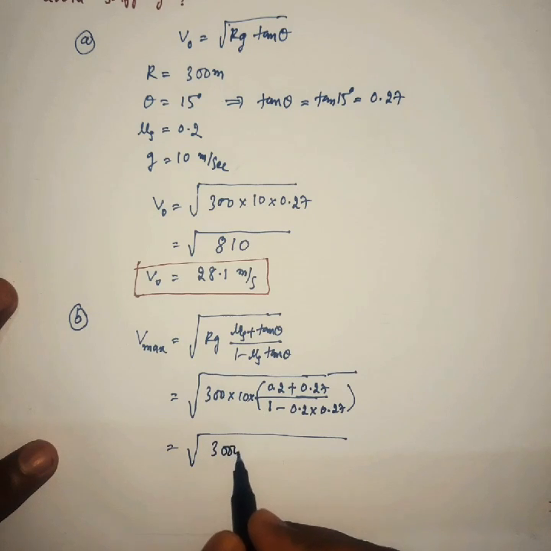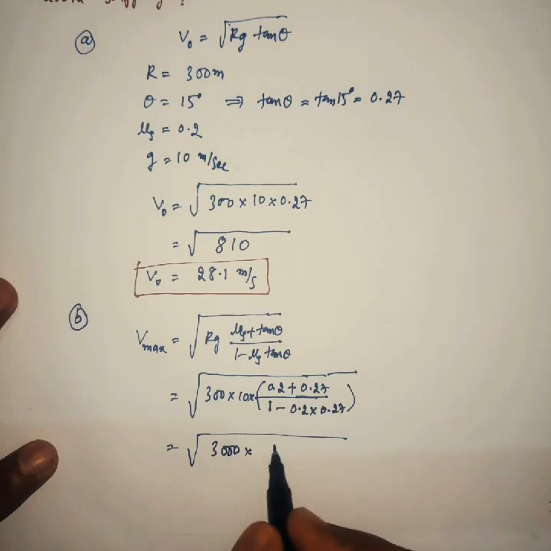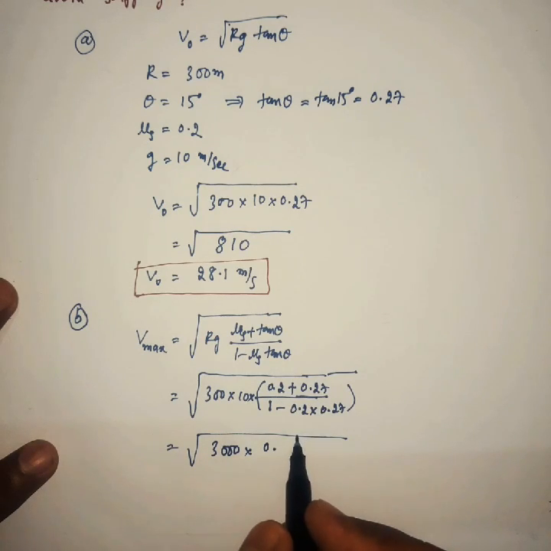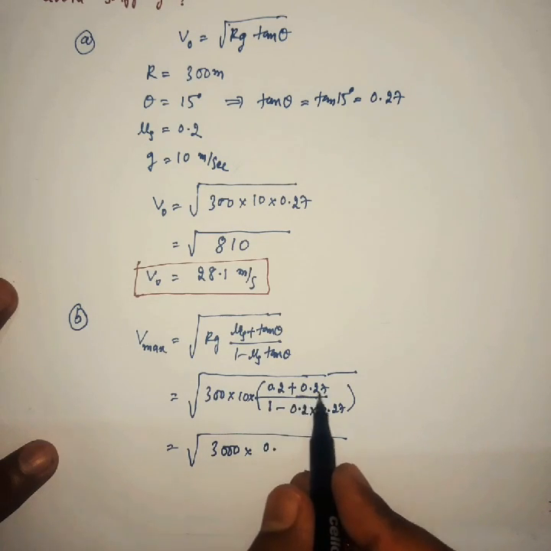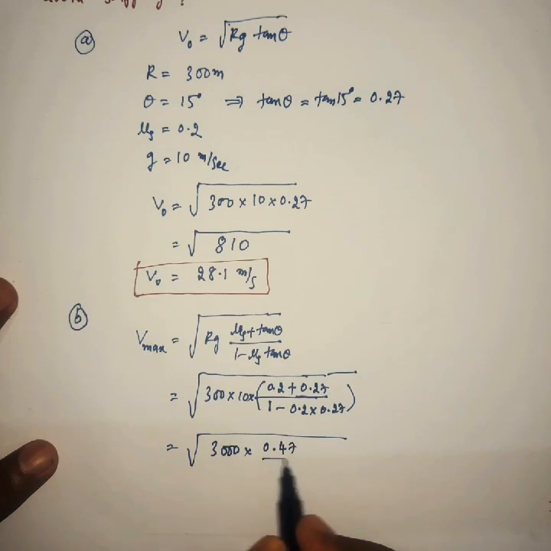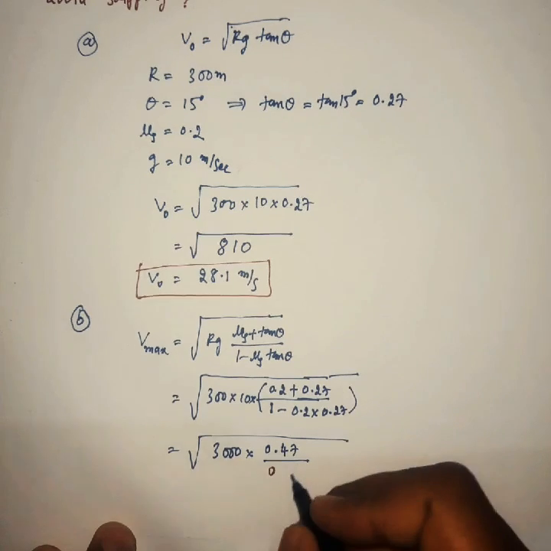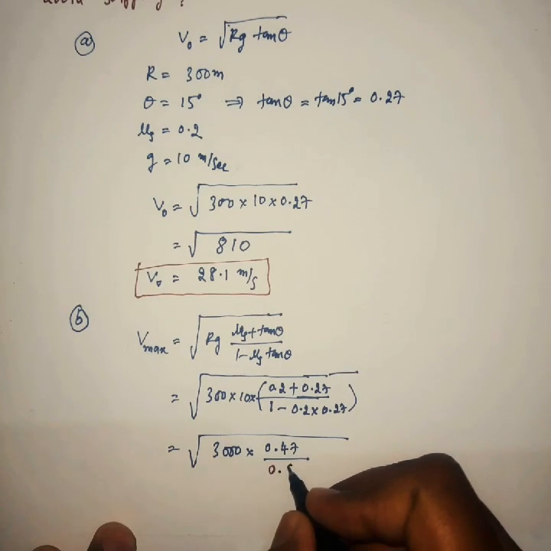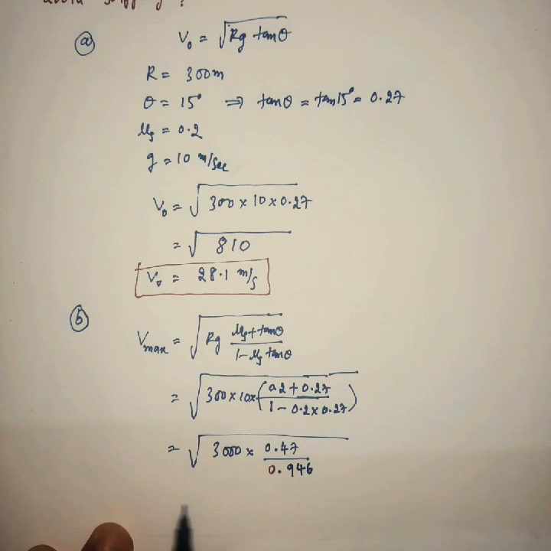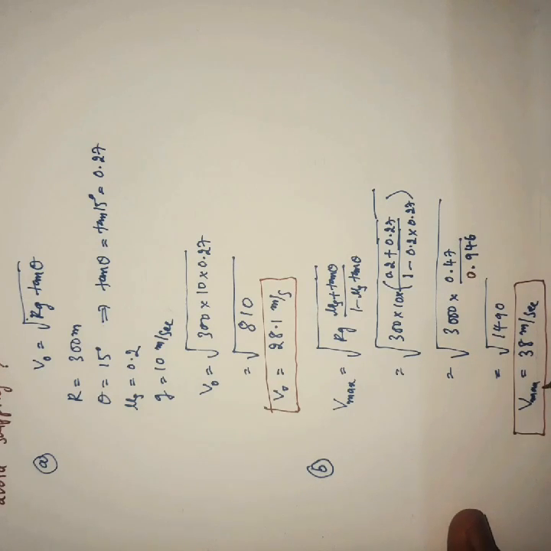So that is 300 into 10, 3000, into 0.2 plus 0.27, which is 0.47, by this value, 0.946. If we solve this, we get nearly 1490. So the square root of 1490 gives the maximum velocity V maximum equal to 38 meter per second.